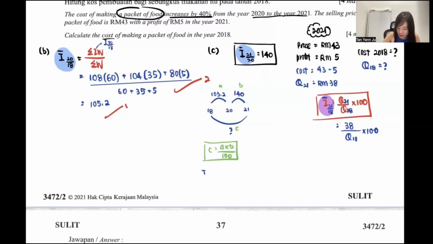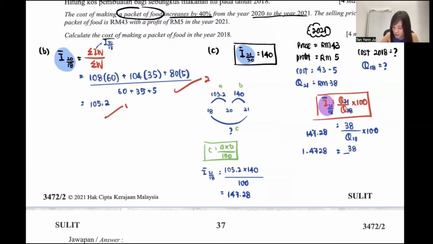So my dear, you want to find the question mark, which is I dash 21 over 18. Use your left eye times your right eye, divide by 100. So 105.2 times 140, divide by 100. I get 147.28. Moving around to get the answer, times 100, move it over, divide by 100. Isn't it 1.4728? So 38 over Q18. Divide, move up, times. Times, move down, divide. I get RM 25.80.